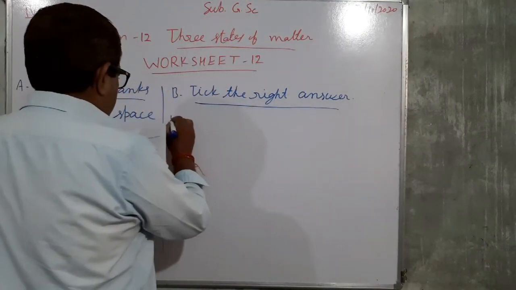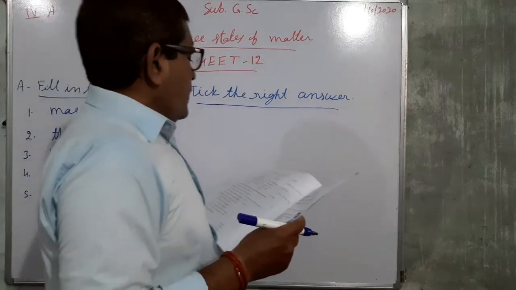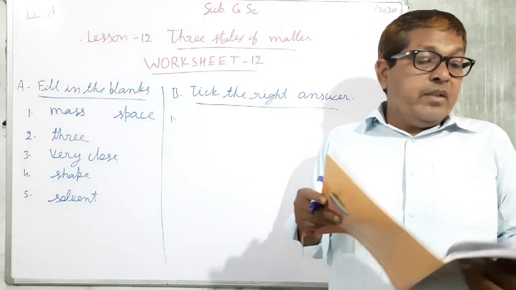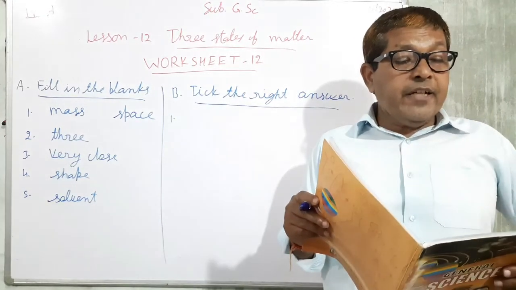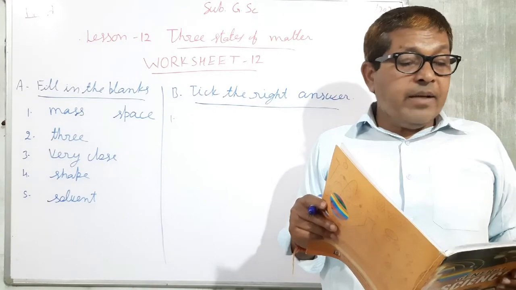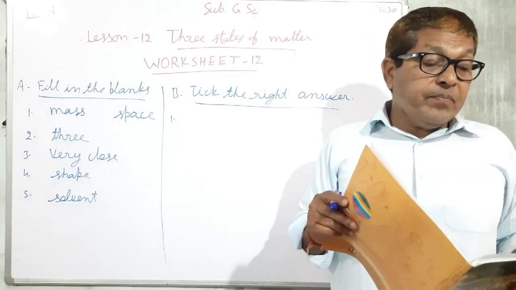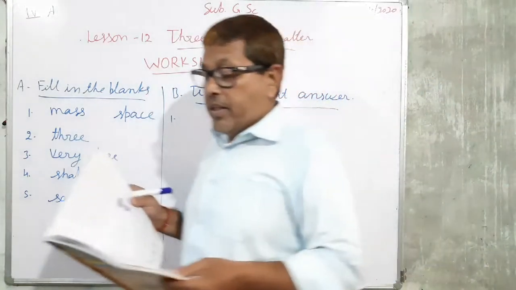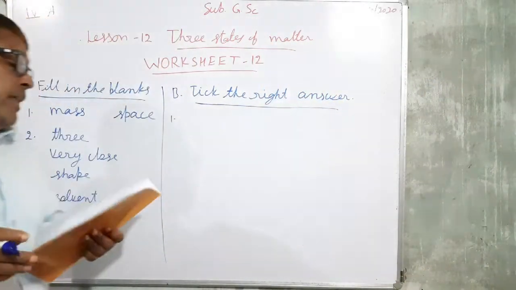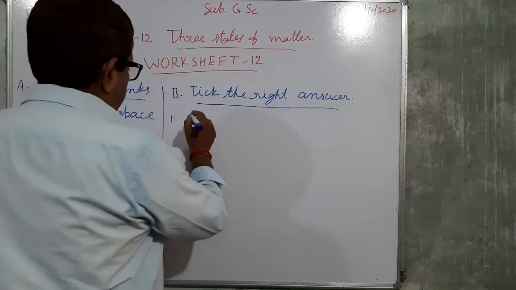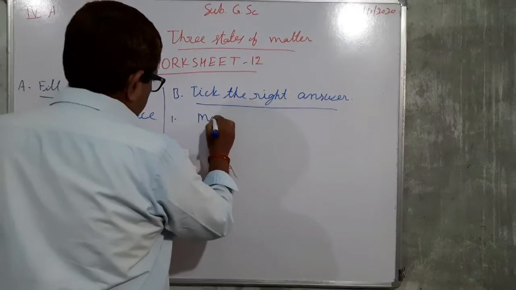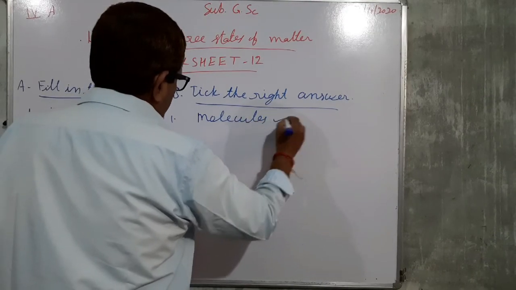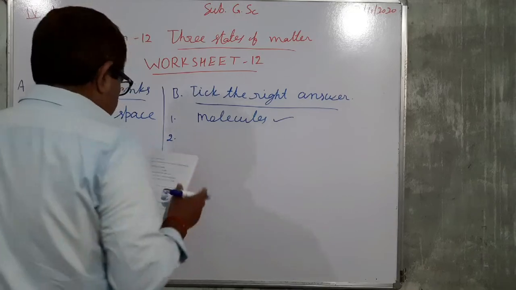So first, atoms that are joined together are called: three options are there, liquids, molecules, and shapes. So here molecules will be the correct option. So first we have to tick molecules.